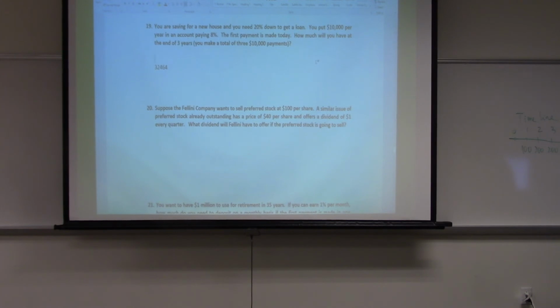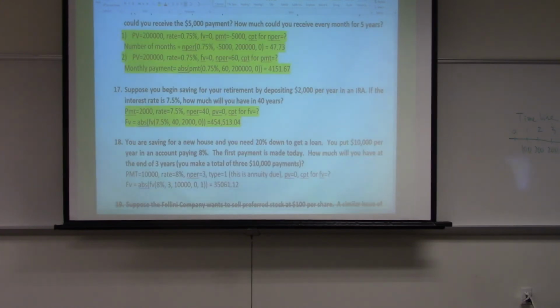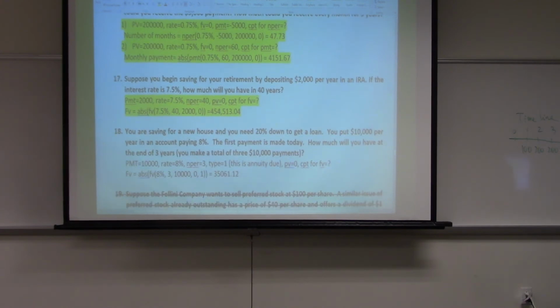Your input, so you guys got it? What did you give? 32,464. No, this is, the future value is different. This is called an annuity due question. So you see, this is an annuity due question, type has to be equal to 1.